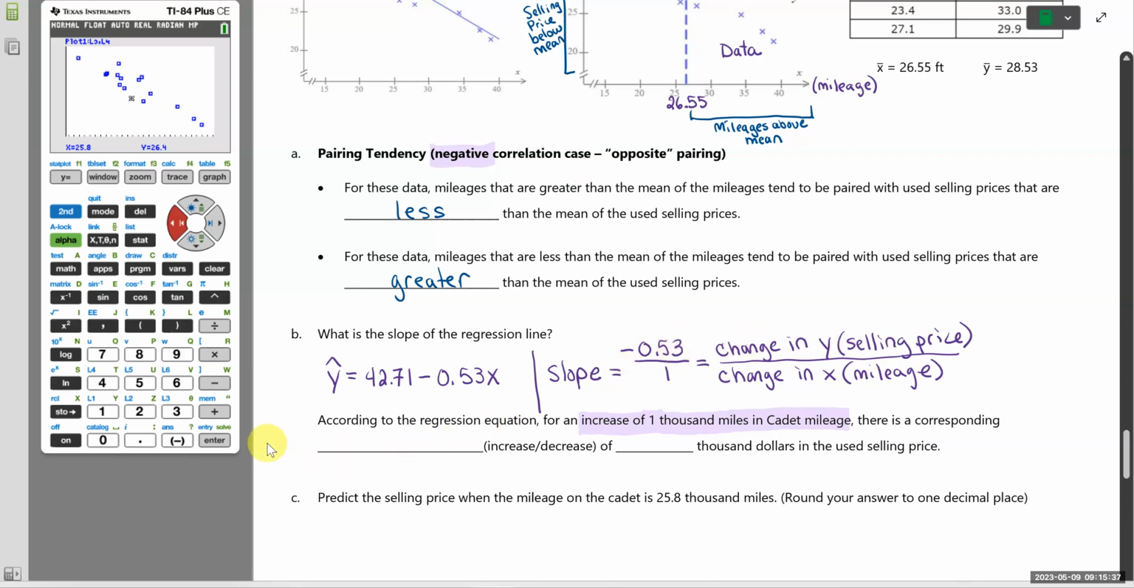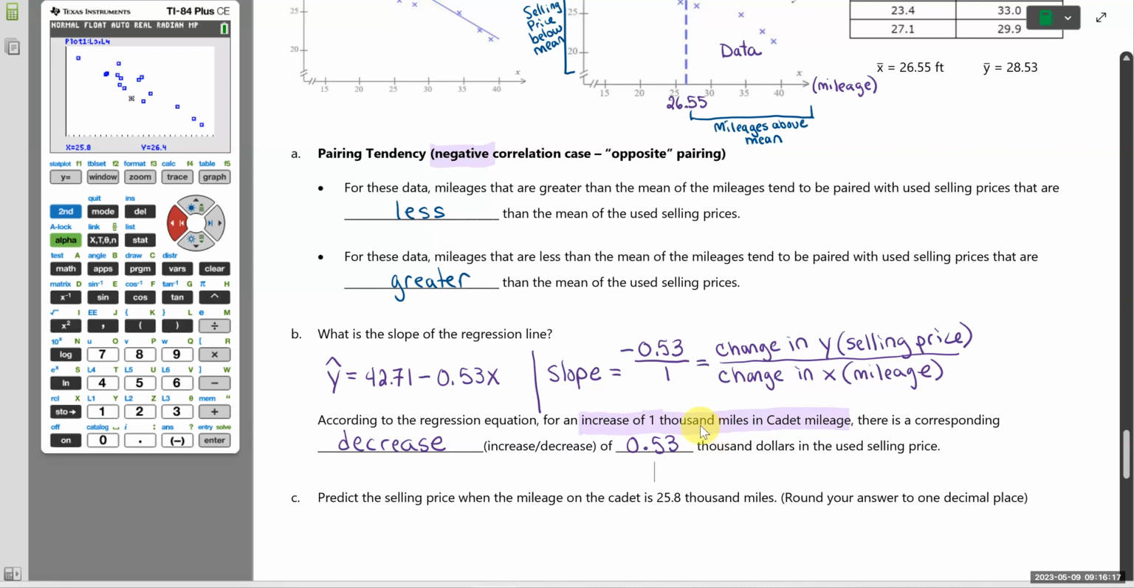So there is a corresponding, it would be a decrease because it's a negative value, a negative slope, and I would expect it to decrease by 0.53, and that was $1,000. So a decrease of $0.53 thousand. So 0.53 is about half. So half of $1,000 would be $500. So every time you put another 1,000 miles on your cadet, you're expecting your selling price to go down by $500.